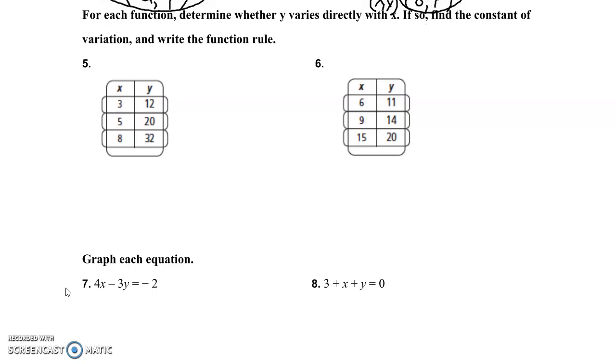For each function, determine whether y varies directly with x. If so, find the constant of the variation and write down the function rule. Does it vary with x every time? Number 1, I'm going to give you the answer. We're going to figure out why it is true. So we're going to say yes, it varies directly, and the constant is k equals 4, and the function rule for this is y equals 4x.